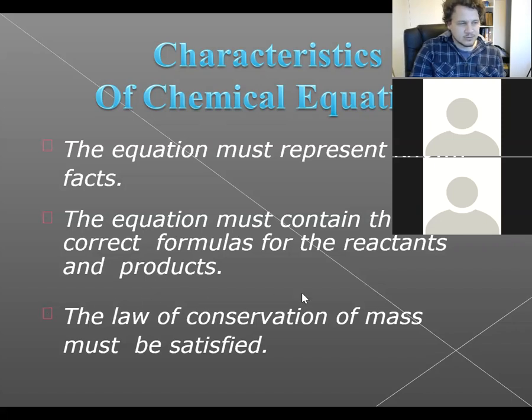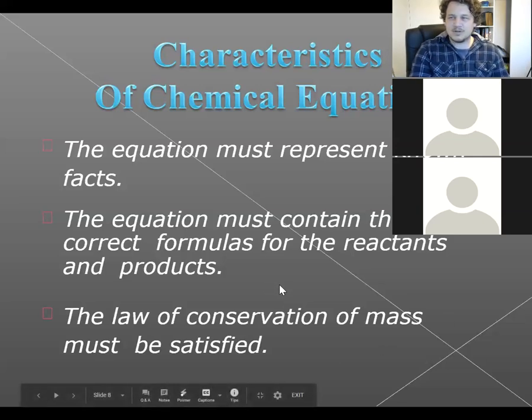And the law of conservation of mass, you can't create more. So if you have a gram of reactants, you can't produce 2 grams of products. It doesn't work. You have to have the mass of everything conserved in the products. You can create less, but you can't create more.